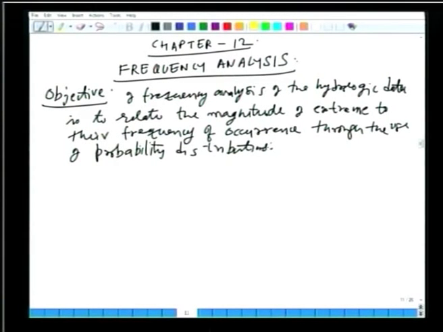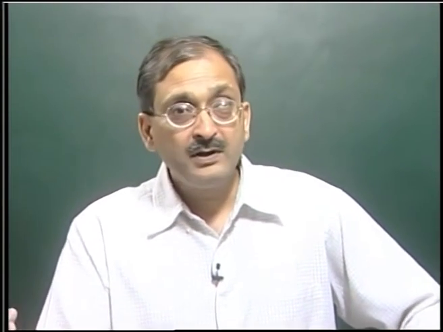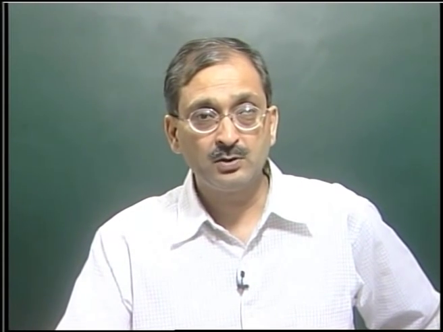So what we are saying here is that we will relate the magnitude of an extreme event such as a flood with its frequency of occurrence. How will we do it? We will use certain probability distributions. A particular type of hydrologic variable will follow a particular probability distribution. So we will fit that distribution, and using that distribution we will establish that relationship.